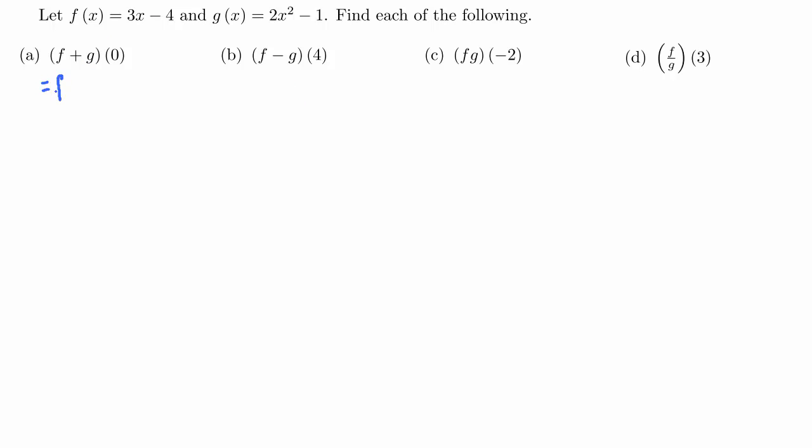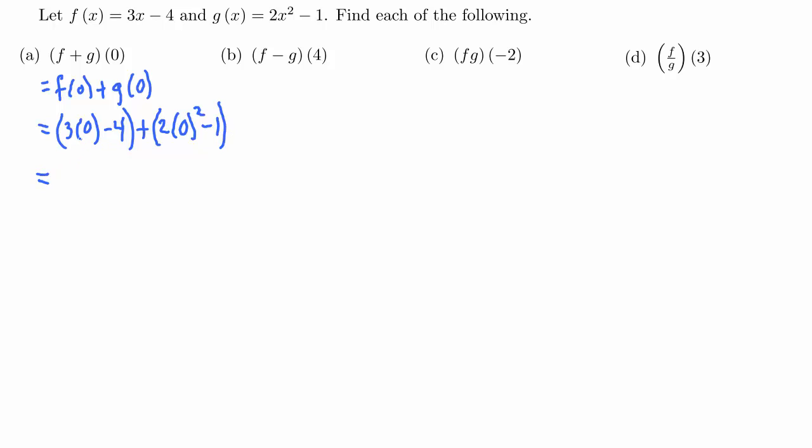This means f of 0 plus g of 0, because it's addition between the two. And f of 0, just plug in 0 for x, that gives me 3 times 0 minus 4. Plus g of 0, plug in 0 for x, that's 2 times 0 squared minus 1.